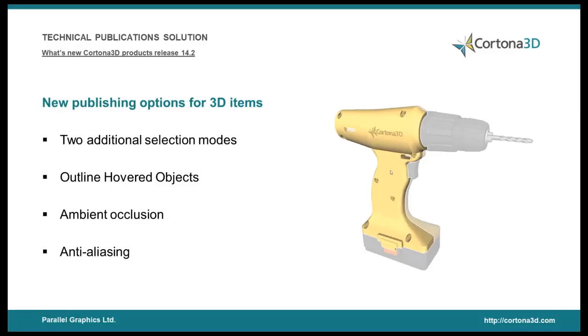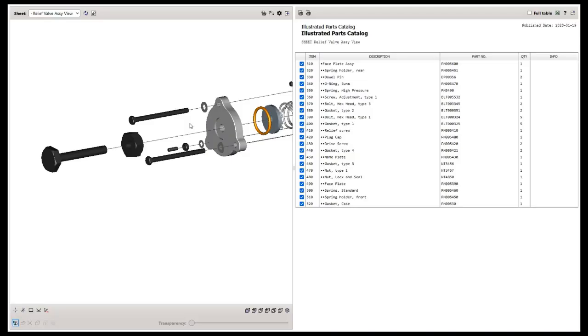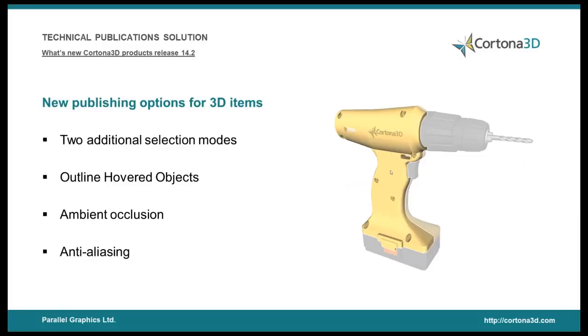And finally, anti-aliasing control is also provided. Anti-aliasing smooths sharp edges of 3D items and greatly improves quality of 3D, however, at the cost of performance, which can be noticeable with large projects.